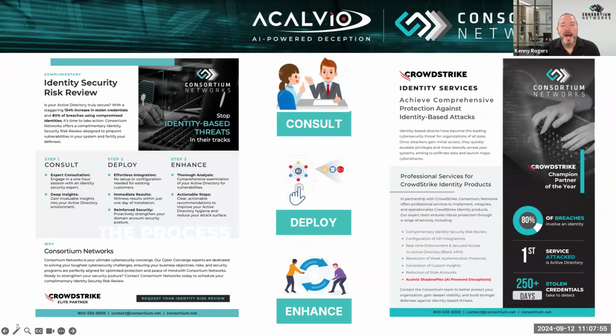So we provide our customers a free identity security risk review to address these issues in partnership with Acalvio, CrowdStrike, and other vendors. Within a few hours, we provide our customers with actionable recommendations to improve their overall AD security posture by reducing the identity attack vector. These reviews often conclude with the successful proof of value of CrowdStrike's identity protection, bundled with Acalvio's AI-powered deception technology. We'll have more to come on that in just a few minutes.